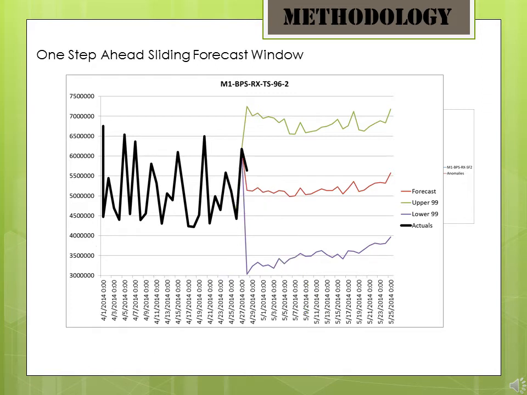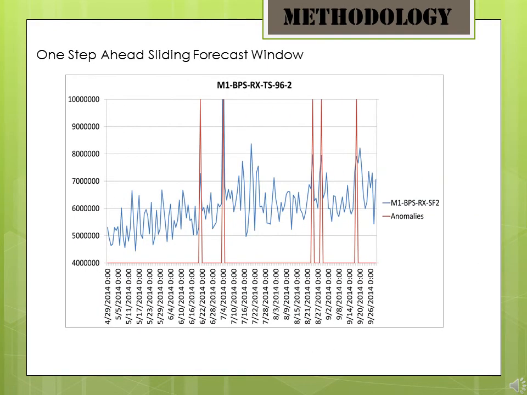Upon grabbing the new observation, it will be compared to the mean forecast value. The difference between the actual observation and the forecast value is called the error or residual value and will be used to calculate the root mean squared error, which will be used as one criteria to determine the effectiveness of the forecasting model. An anomaly is recorded if a new observation extends above or below the 99% confidence bands.